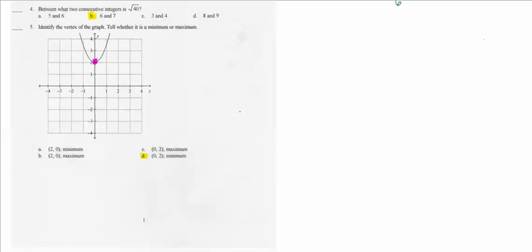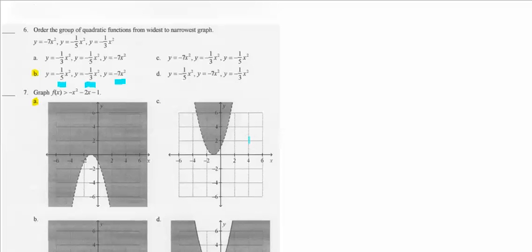Okay, for number 5 it says identify the vertex of the graph. So the vertex is the lowest or highest point. In this case it's 0 and 2. And it is going up, so it's a minimum. So it's letter D. Oh, sorry, it's a minimum, not medium. I don't know, it's getting late tonight.